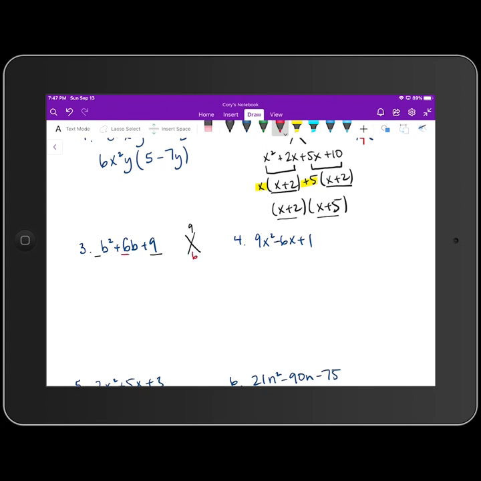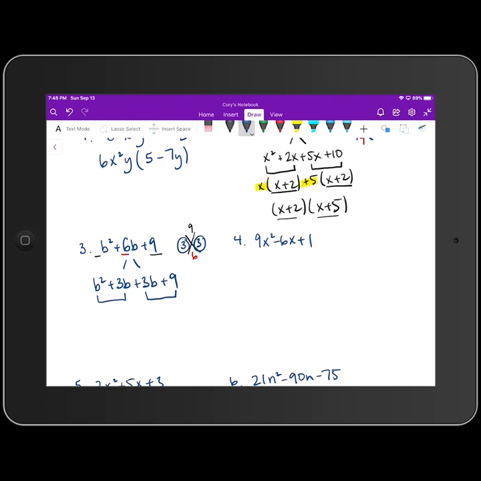So I'm looking for two numbers that multiply to give the top number and add to give the bottom number. And those two numbers are 3 and 3. So what I'm going to do is take that middle term and break it up into two terms with those as coefficients. So this is going to become b squared plus 3b plus 3b plus 9. And then I'm going to factor this result here by grouping. So I'm going to separate the first two terms and the last two terms.